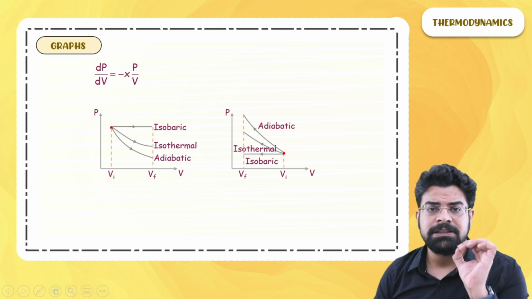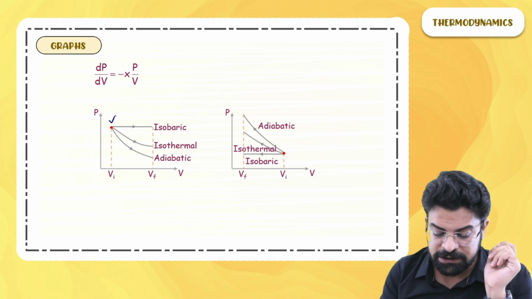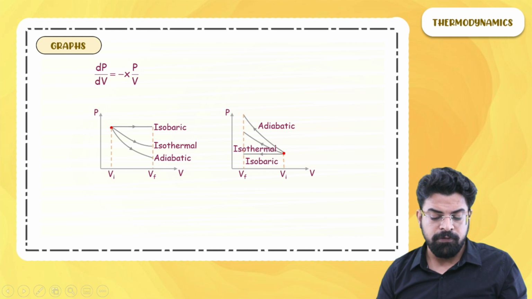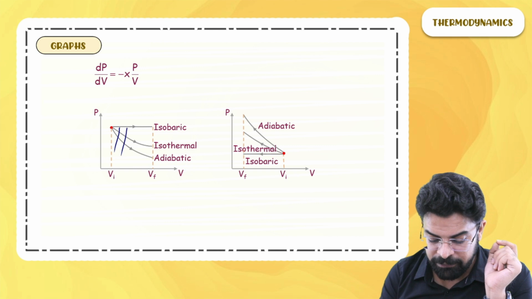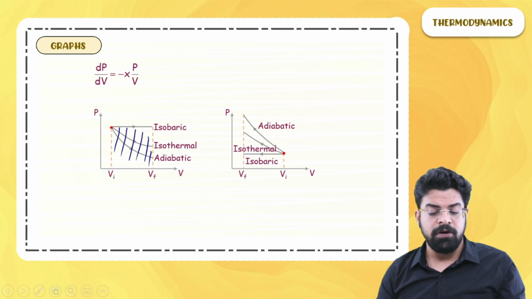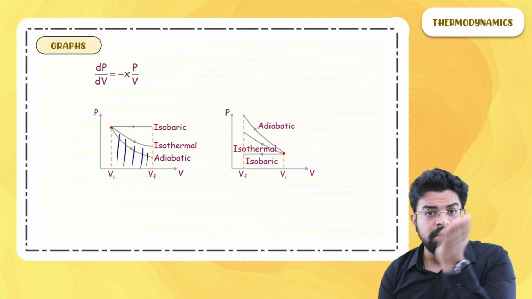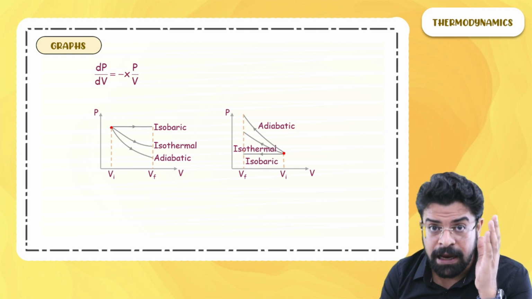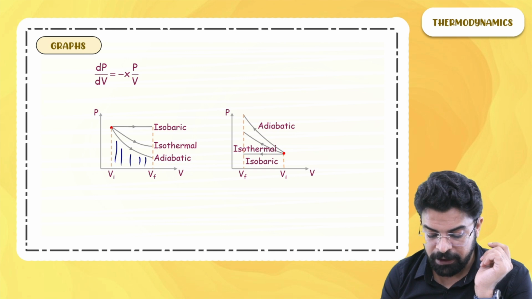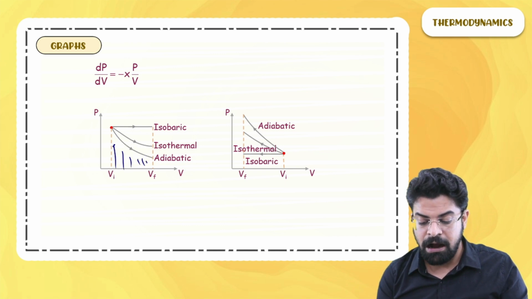Now, we need to understand whose work done will have more magnitude from the same initial state to the same final volume. For isobaric process, the work done will be the area under the PV graph. For isothermal process, the work done will be the area under the isothermal curve. And for adiabatic process, the area will be under the adiabatic curve on the PV diagram. As you can see, the area under the isobaric is highest, then comes the area under the isothermal, then comes the area under the adiabatic.